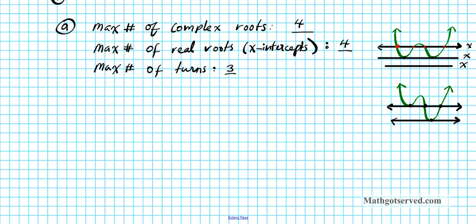All right, let's take a look at the B part. In the B part, we're to state the number of possible rational roots. Okay? List all the possible rational roots.